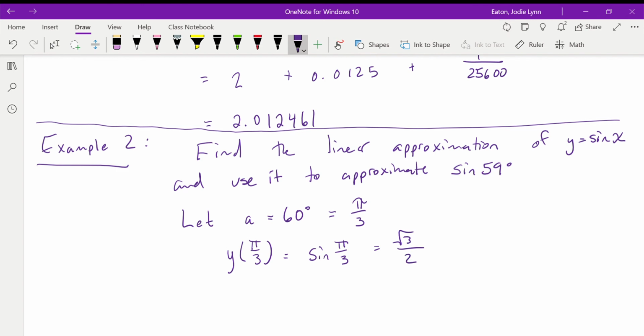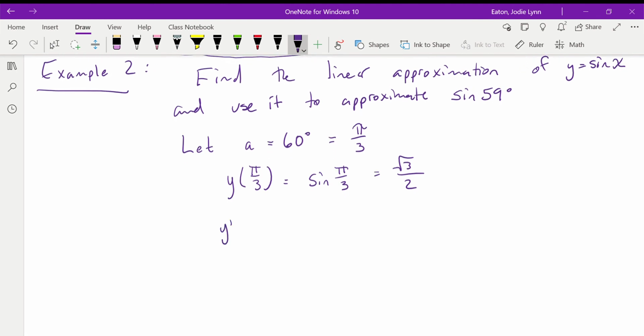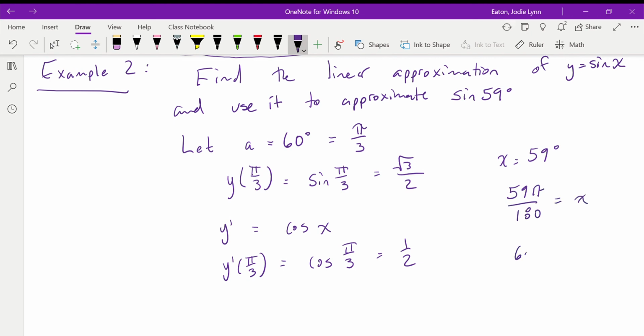Sine of pi over 3 is the long one, cosine is the short one. Y prime equals cosine x. So y prime at pi over 3 is going to be the short one, so cosine pi over 3 is 1/2. Okay. So for x equal 59 degrees, 59 pi over 180 is x, and 60 pi over 180 is a.